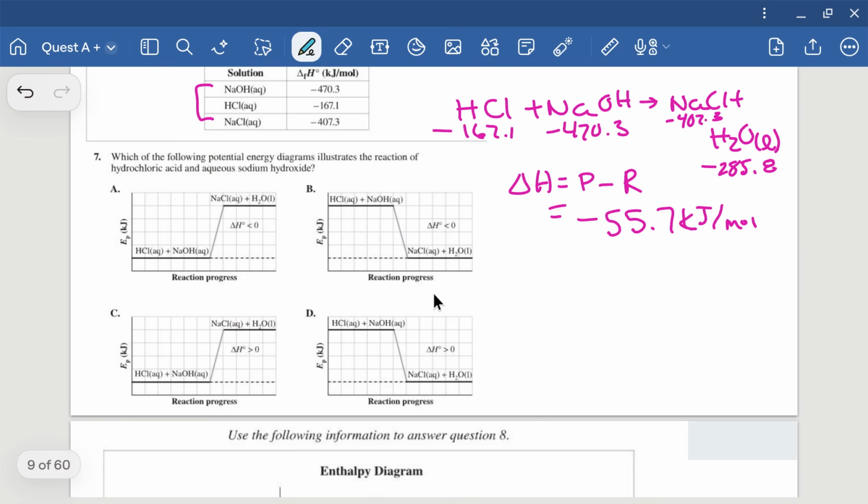And now the reaction that represents that, because it's negative, you would have that drop in potential energy, because this is an exothermic reaction. So we can already take these two away, and now we want to see which of these graphs represent. So it could be either B or D, but now you just want to look at what it's saying about your delta H, and it's going to be B because the delta H is a negative value, not a positive value.